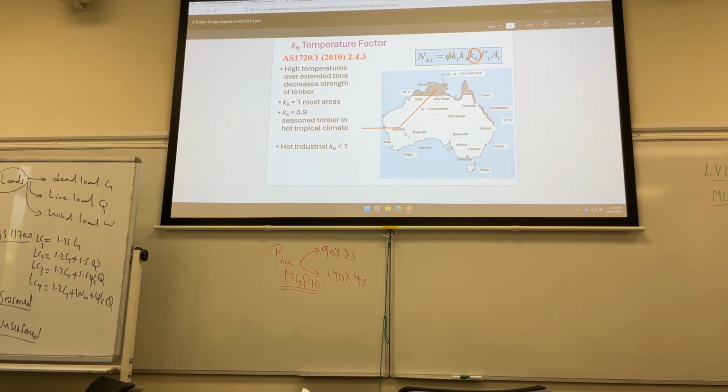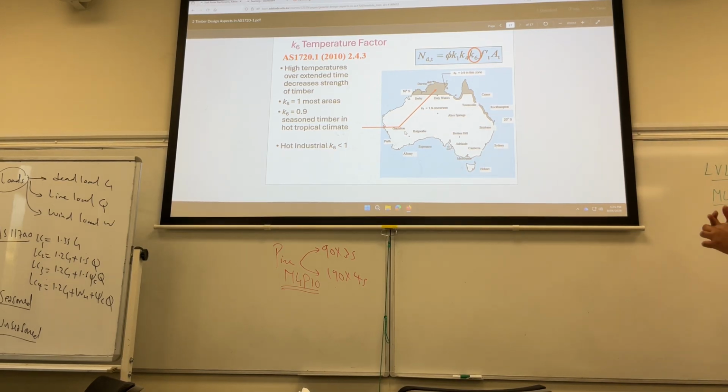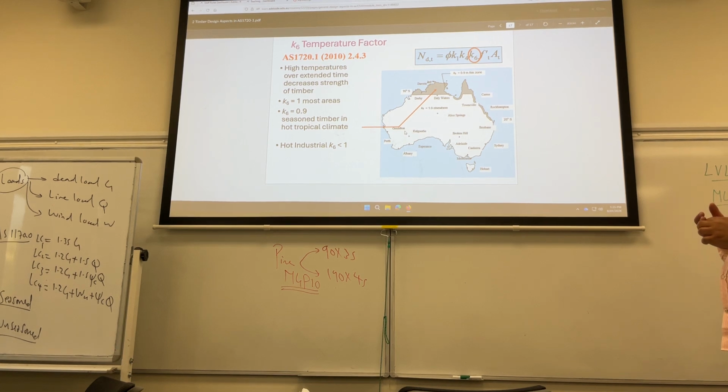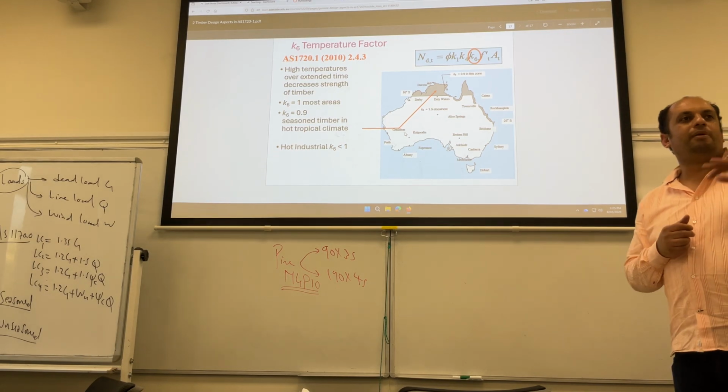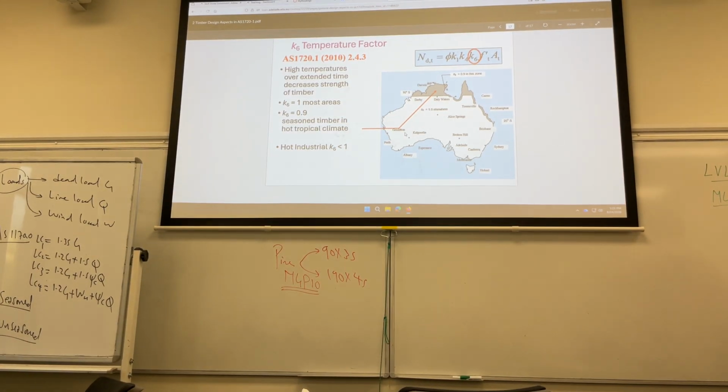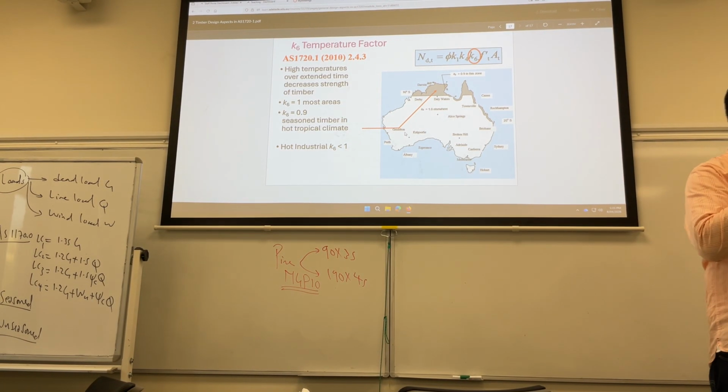Okay. So what is the last factor in this formula? K6. So K6 is the temperature parameter or factor. It's usually one. High temperatures over extended time decrease the strength of the timber. So high ambient temperature will also reduce the strength. That's why we need to consider it in our calculation.